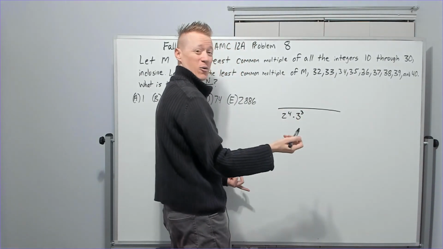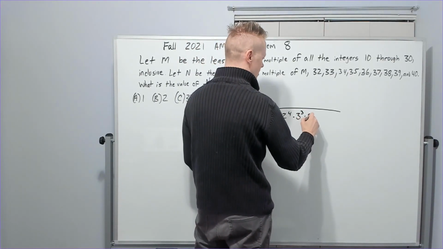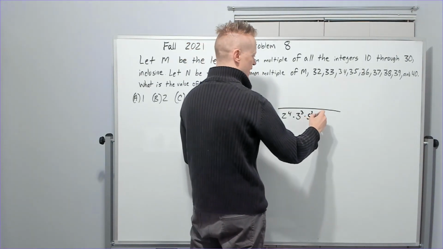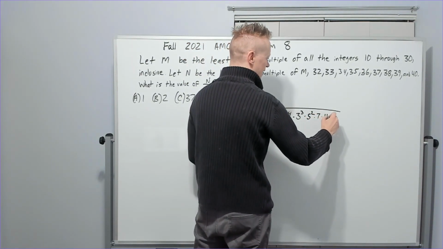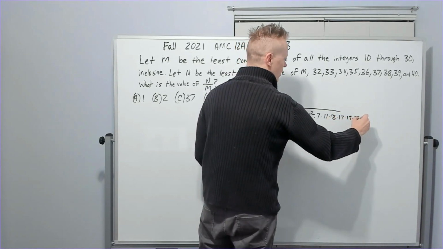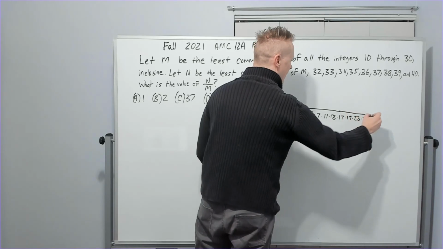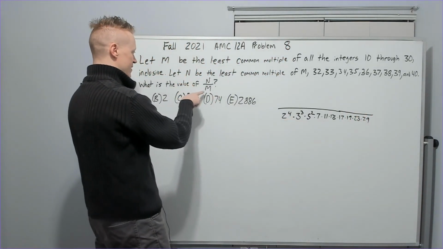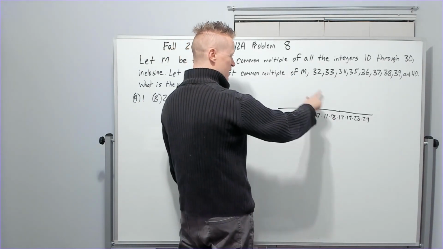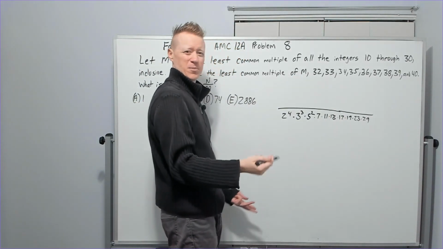What's the highest power of 5 you have? 25, which is 5 squared. Everything else doesn't have any squares, so you're going to have a 7, an 11, a 13, a 17, a 19, a 23, and a 29. Now that's what M is, and it's down here. N is the least common multiple of this expression and all these numbers.